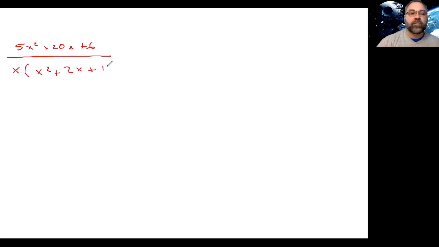So it's 5x squared plus 20x plus 6. And that denominator is x times x squared plus 2x plus 1, which of course that quadratic is in fact factorable.